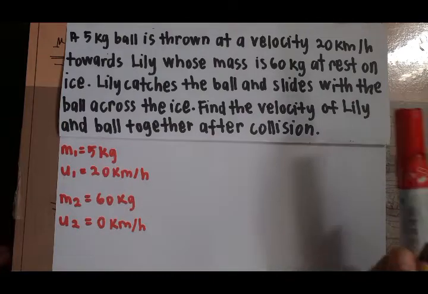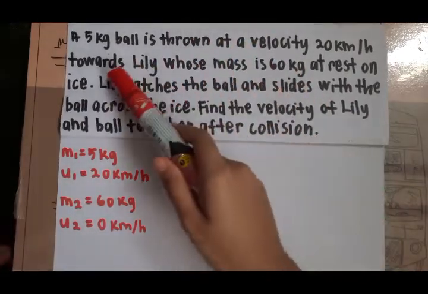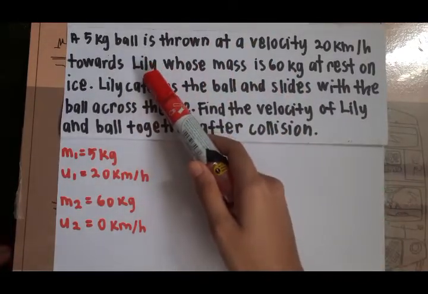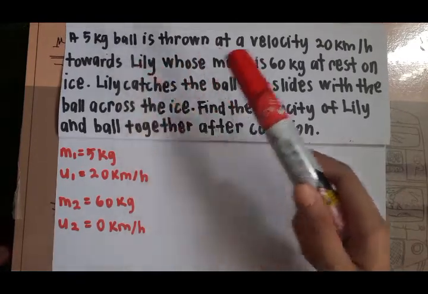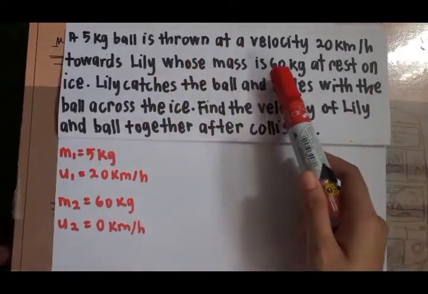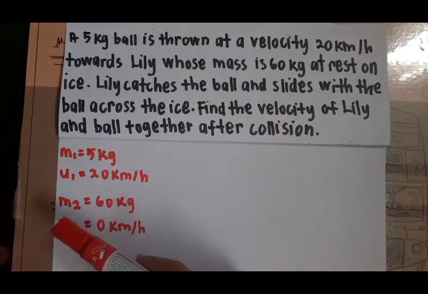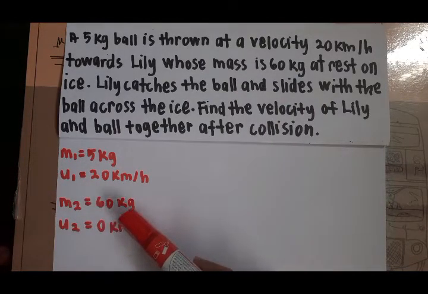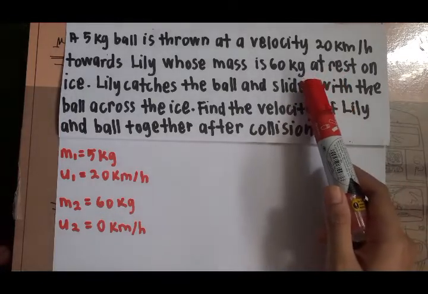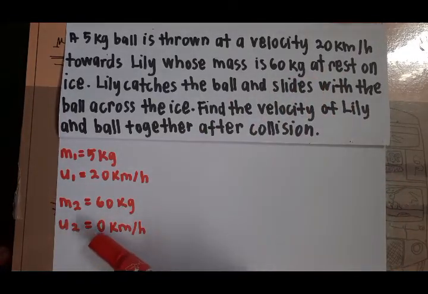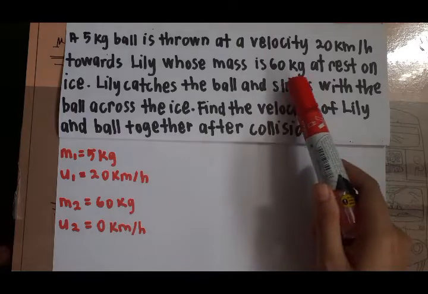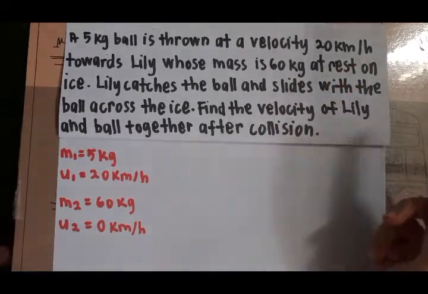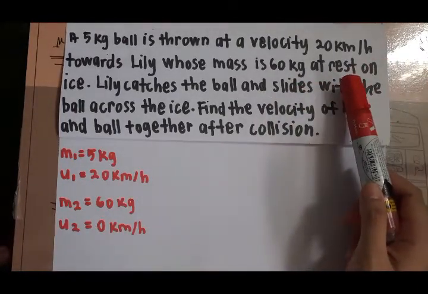And then the ball is thrown towards Lily. It means that Lily is the second object. So Lily's mass is 60 kg. So we label the mass of Lily as M2 equal to 60 kg. And the velocity of Lily is U2 equal to 0 km per hour because Lily is at rest. So it means that Lily has no velocity.